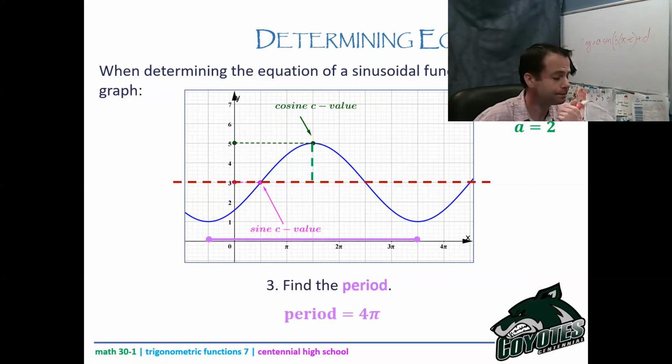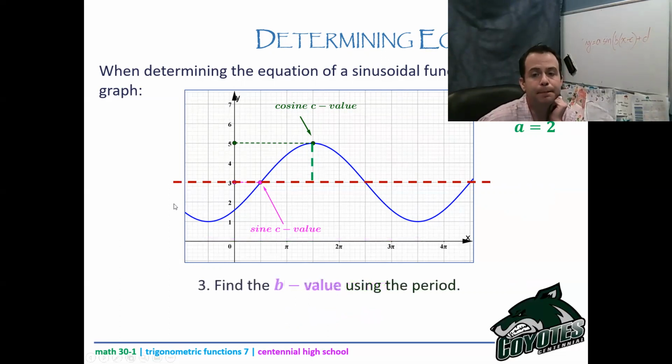Okay, so now the next thing I want to do with that is I want to figure out the b value. Now the relationship between your period and your b value is that b will equal 2 pi divided by that new period. So if I go 2 pi divided by my new period, which is 4 pi, that's going to give me a b value of 1/2. So then I can write that over to the side. I have a b value of 1/2.